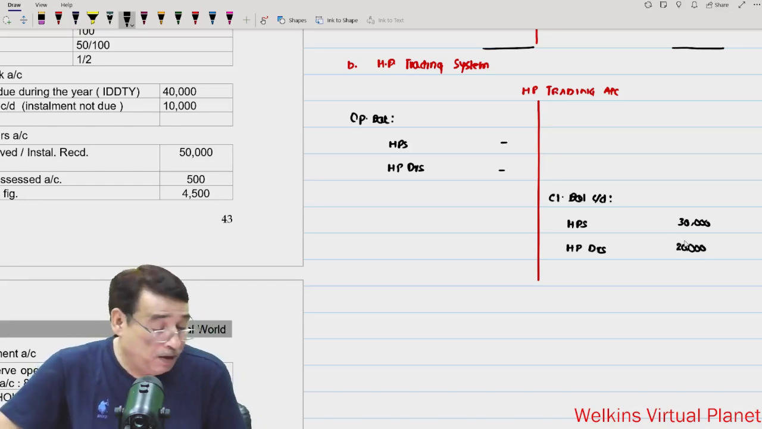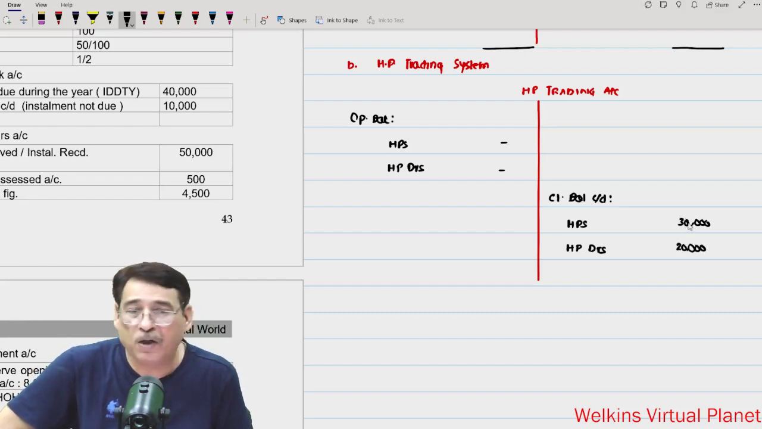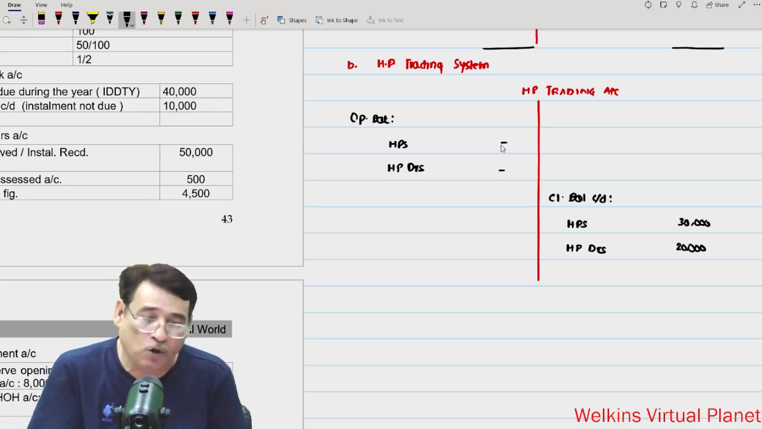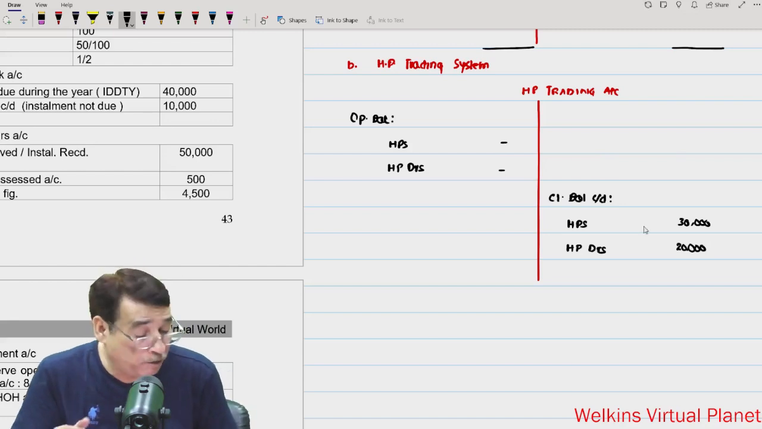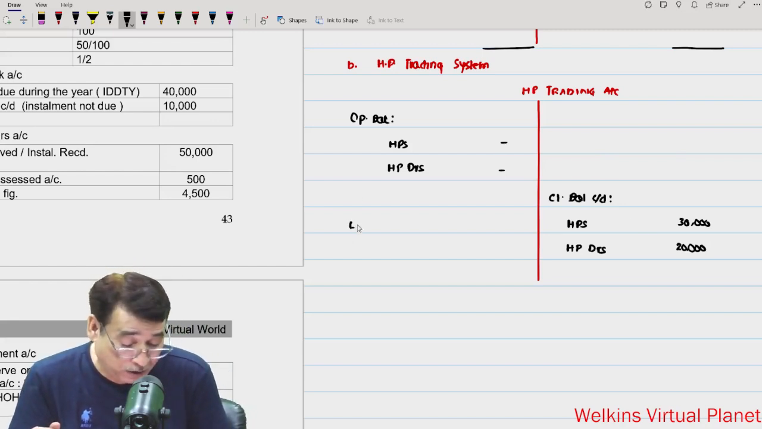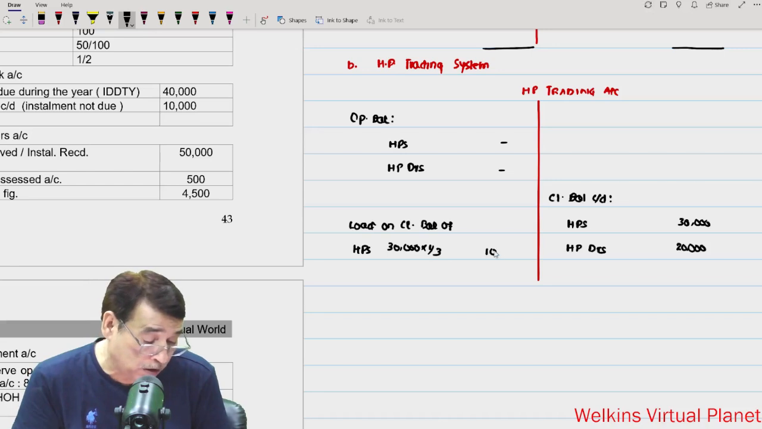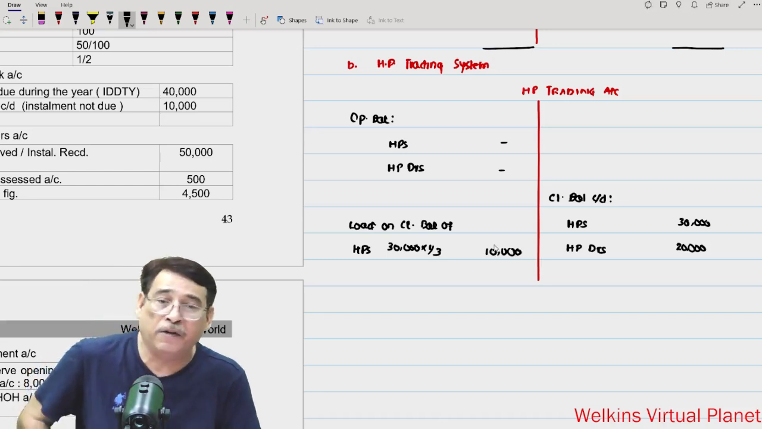Remember one thing. The moment you have written a stock account, suppose the opening higher purchase stock account and closing stock, then the loading of these items must be extracted. Because in this question there is no opening stock, there is no question of writing any loading. However, the closing balance is given, so I will write here loading on closing balance of higher purchase stock account. That is 30,000 into 1/3, that is equal to 10,000. This is the loading you have written over here, correct?